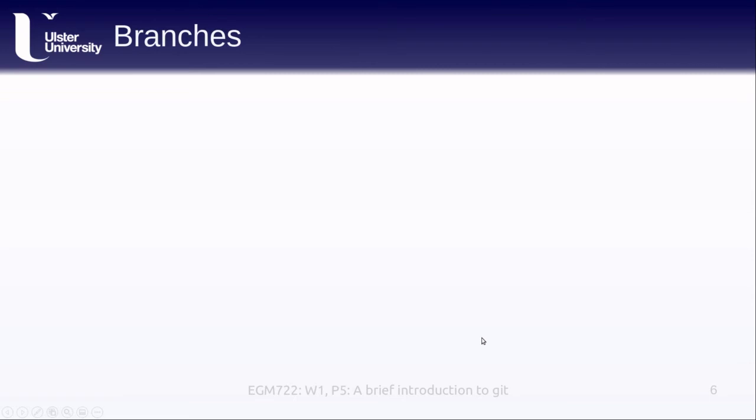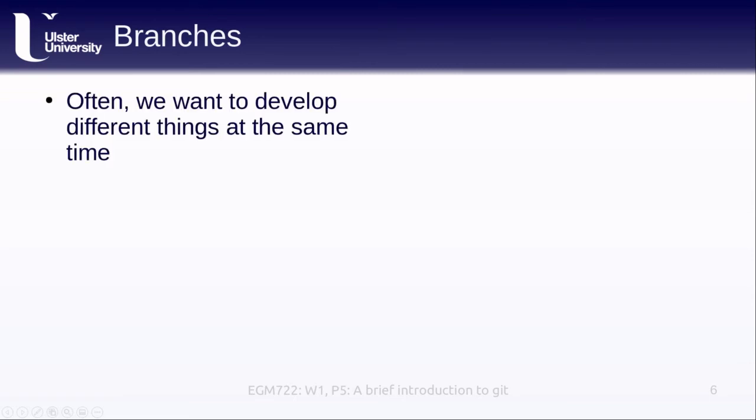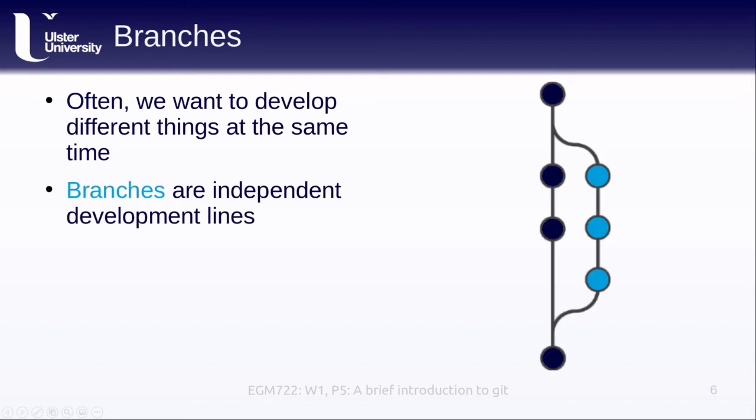Another concept that we'll start to cover in this module is something called branches. Often we want to develop different things at the same time, either because we have different people working on the project, or maybe we have different features that we want to test out and work on without actually breaking the main code. So we can use something called a branch to help to do this. This is just an independent development line.